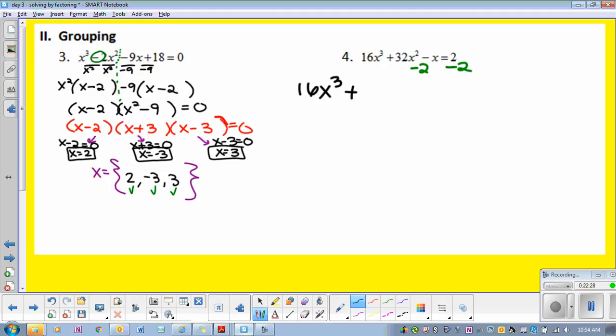16x cubed plus 32x squared minus x minus 2 equals 0. So we have 4 terms. I don't see a GCF for the whole thing. So what should I do? How do I factor when I have 4 terms?